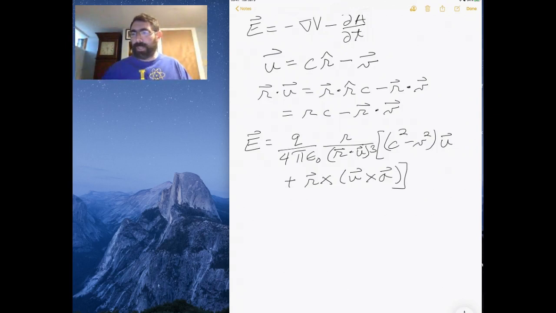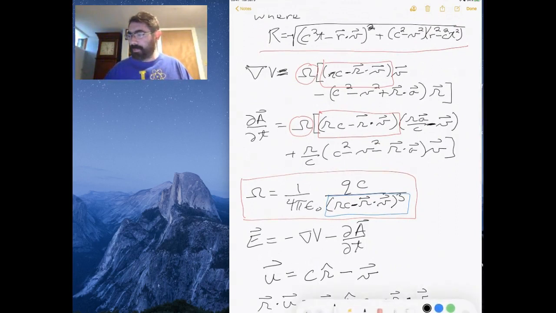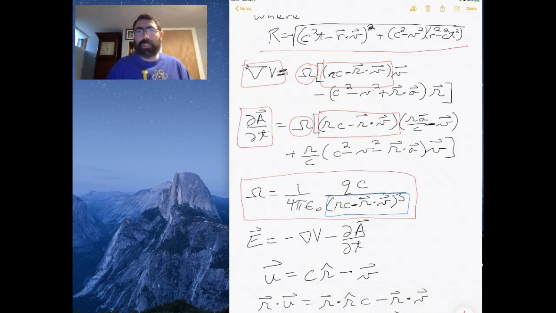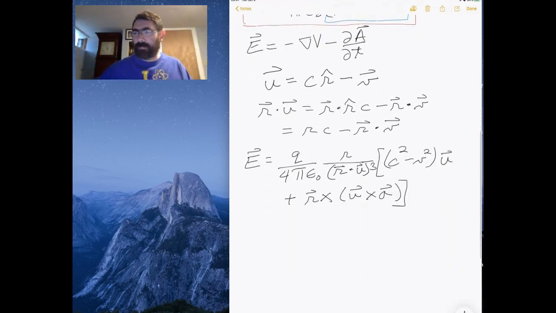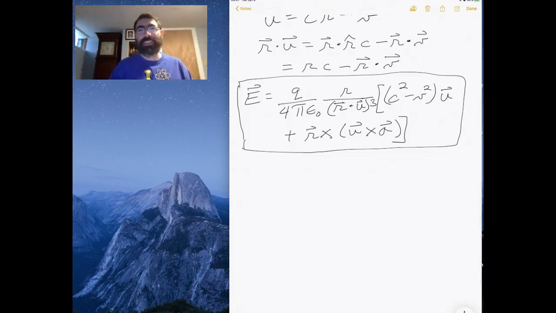Okay, so that's by basically combining these two terms right here, the gradient of V and the time derivative of A, putting them in, doing the substitution for the velocity u, and then rearranging, doing a bunch of algebra, and you can end up with this result right here for the electric field. Okay, so we finally made it after 3 video lectures. We made it to an equation that has the electric field for the Liénard-Wiechert potential.